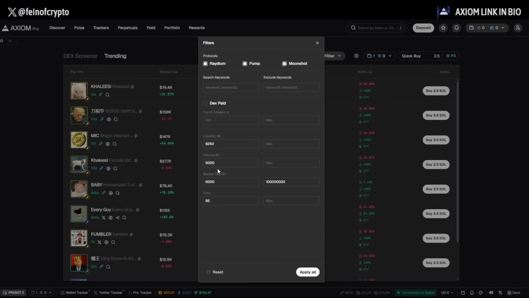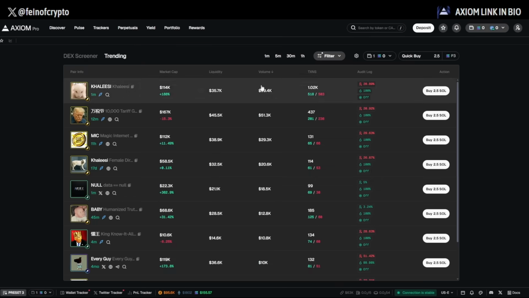Set the market cap filter from 5,000 or 6,000 minimum to 100 million max. You could do a billion, it doesn't matter, but there's no point trading the high caps, right? So you could even do lower. And then 75 to 85 minimum transactions. And then you plant your butt.